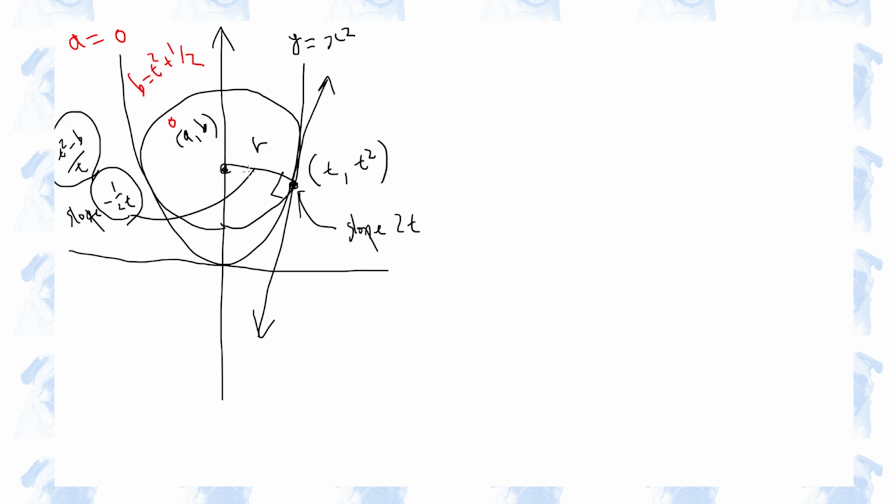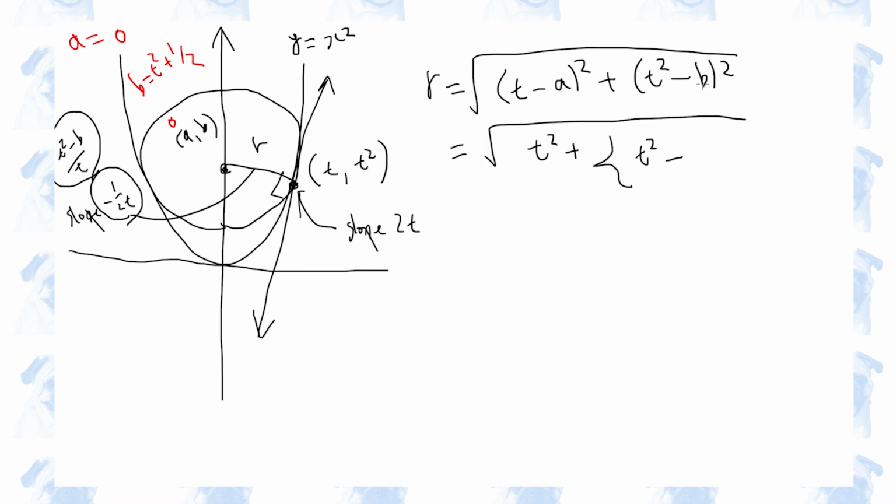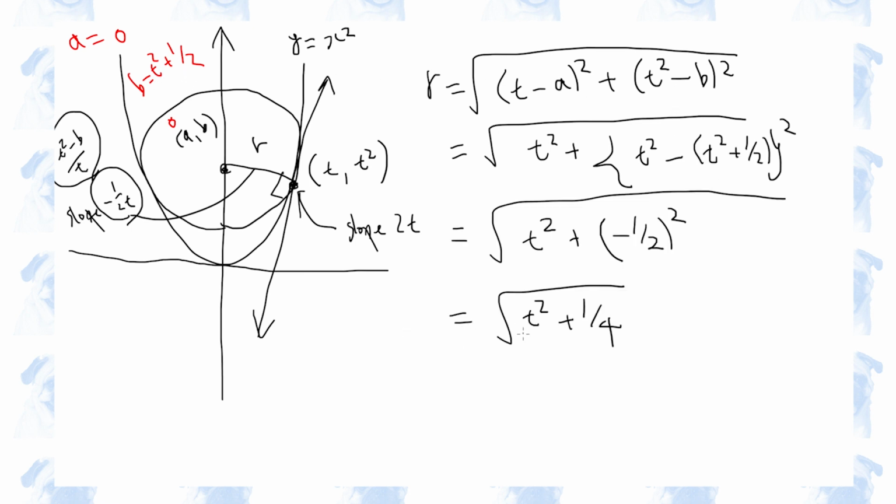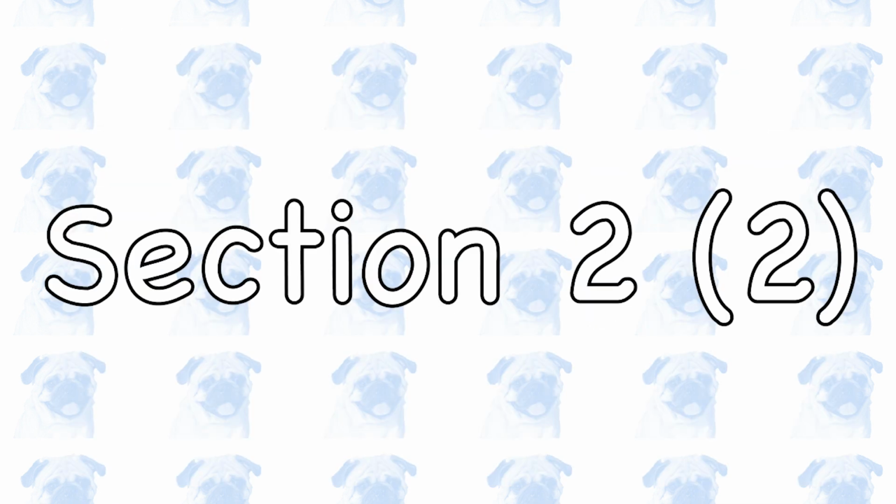And finally, let's try to express the radius r in terms of t. The radius r is the distance between these 2 points. So r is the square root of t minus a squared plus t squared minus b squared. Now, we know that b is equal to t squared plus 1/2. Therefore, the radius r is the square root of t squared plus 1/4.